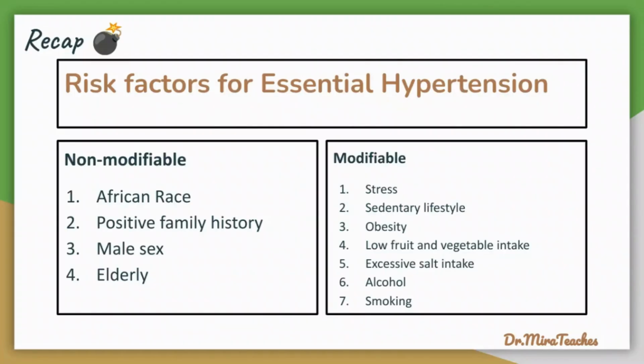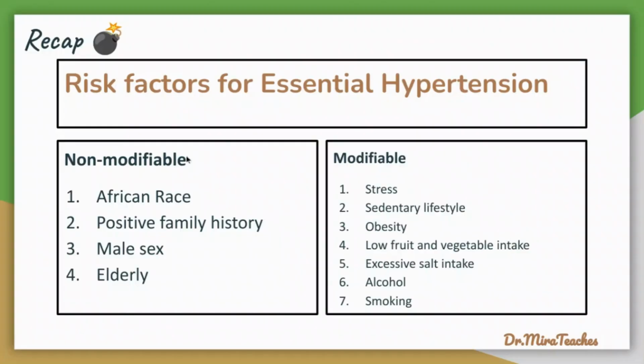Then you would ask yourself, if there are no signs and symptoms, if the patient comes to me, what am I going to write in my history? You need to write a good history about the person's risk factors. Remember, essential hypertension, you can't find the underlying cause, but you can find risk factors. So you write down all the risk factors. We've seen the risk factors in the previous video. I gave you a simple way to remember them.